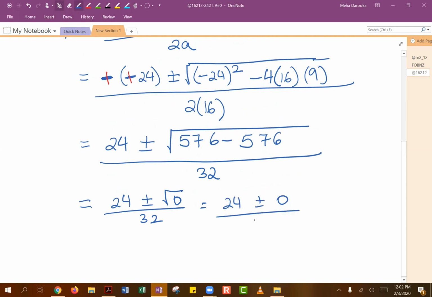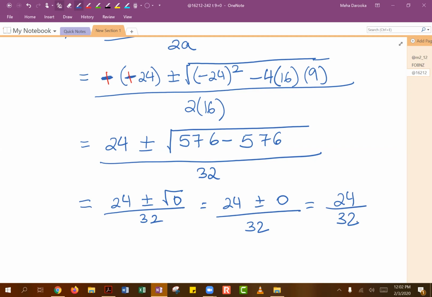Again, guys, you don't have to write each step down. I'm just showing you what happens as you progress. So the square root of 0 will become 0, which means you're really adding or subtracting nothing. You end up getting only 24 over 32 in this case.